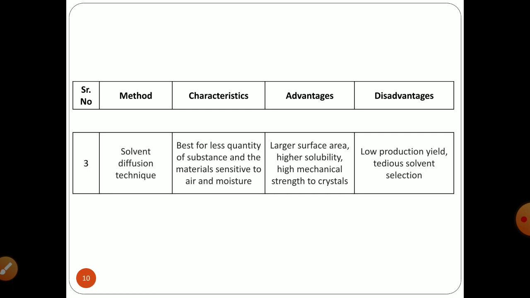The next method is your solvent diffusion technique. This method is employed when the amount of drug available for the process is low and the drug is sensitive to air or your solvent. In this option, the solution is placed in a sample tube. Subsequently, less dense solvent is carefully dripped down the side of the tube, using a pipette or syringe, to form a discrete layer. The slow diffusion of the solvent results in the crystallization of API. At the same time, the process is quite tedious, which gives you low production yield.